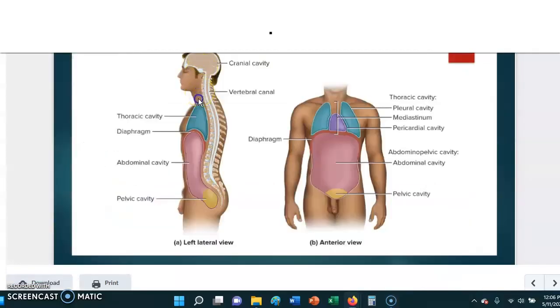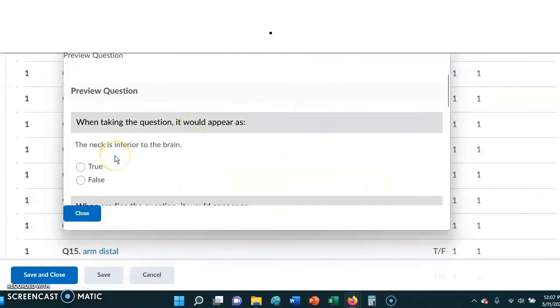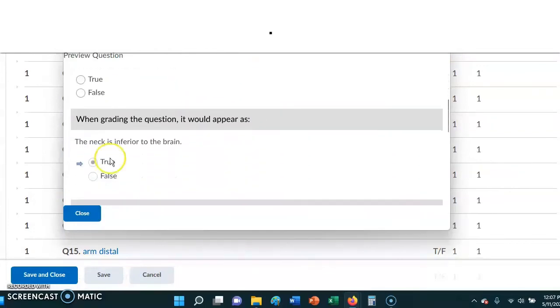And you can see right here, this is the neck, right there. And it's going to be inferior to the brain. Here's the brain, right? So the brain is there, and the neck is going to be inferior. So the answer for this question should be true. And that's what we have right there.